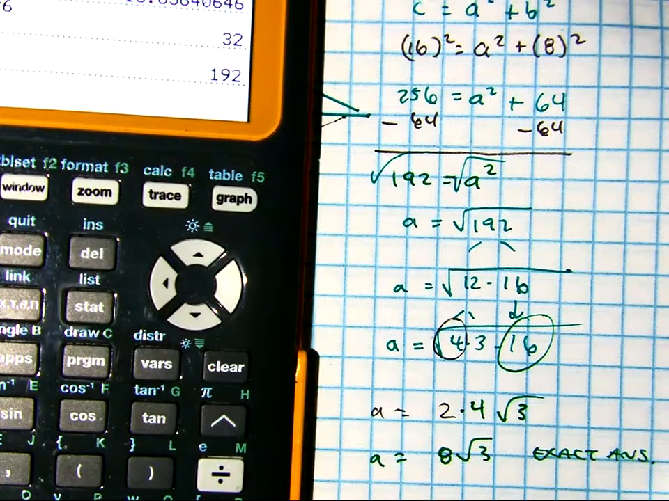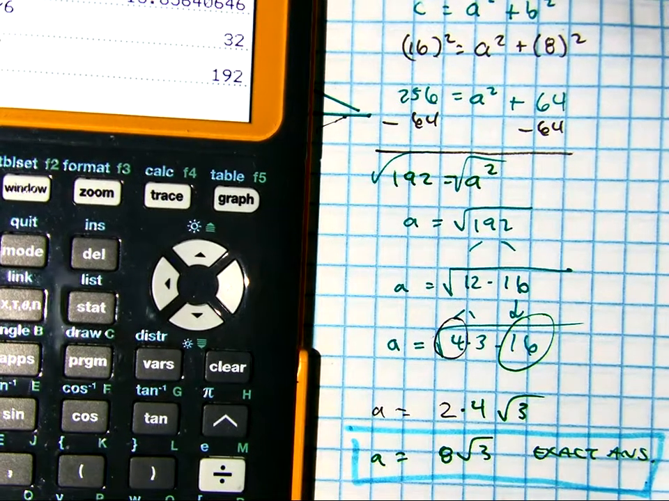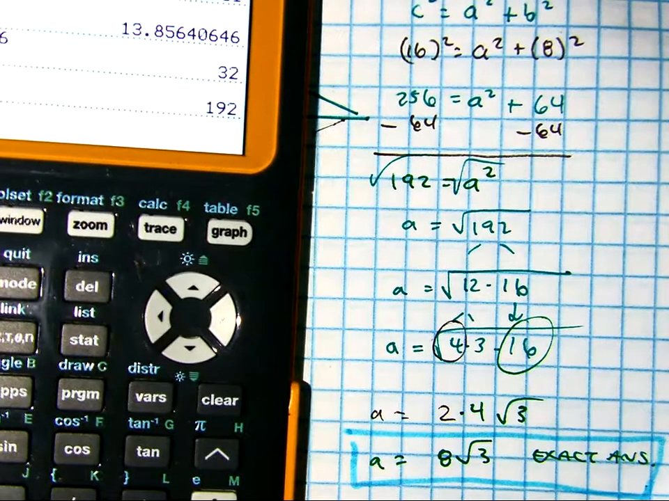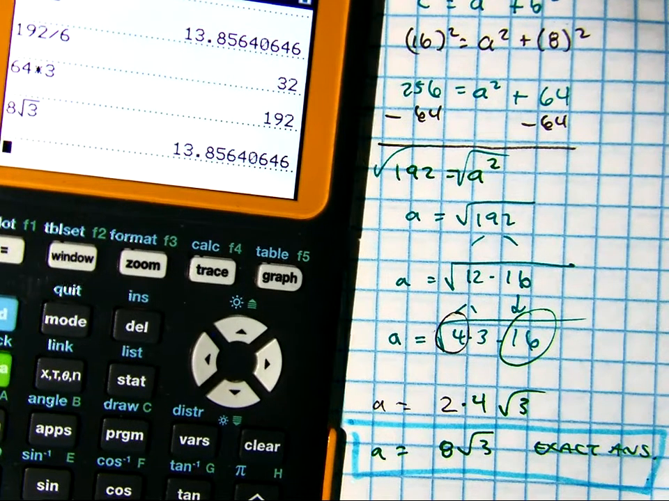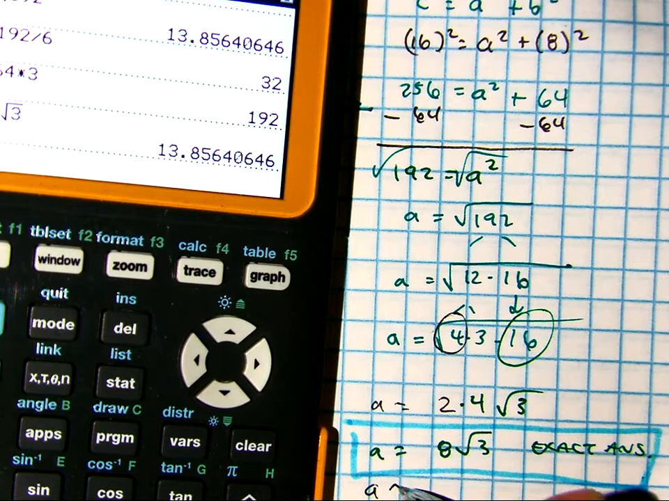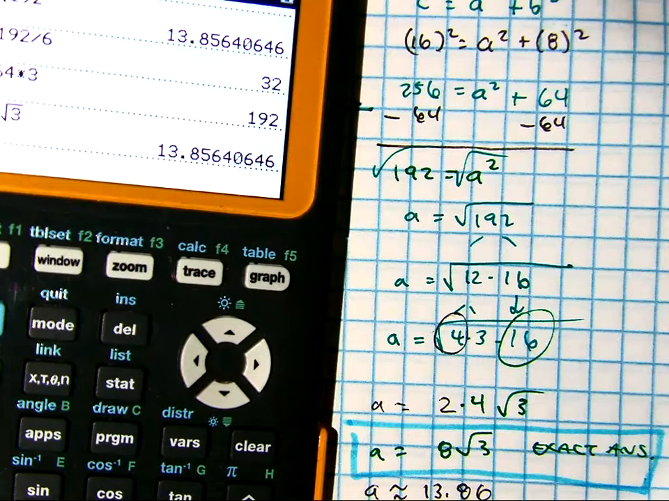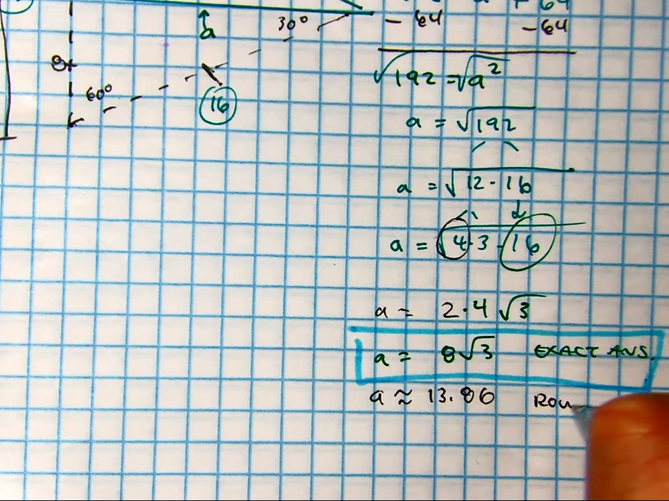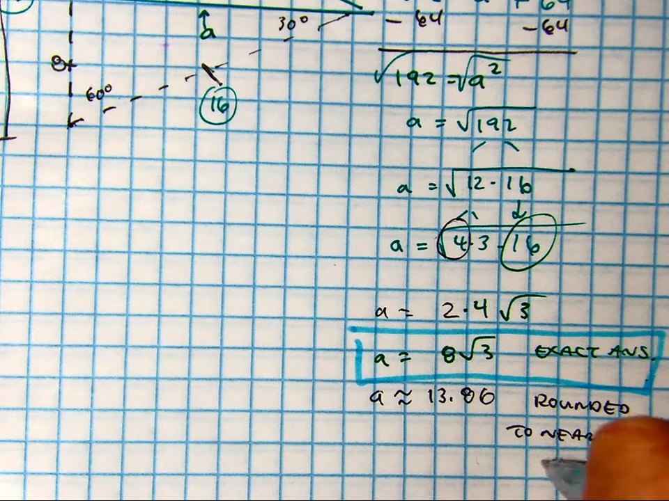And then you can put that into your calculator, and you'll get, rounded to the nearest hundredths, that is 13.86. So remember, that's the approximate symbol. And this is rounded to the nearest hundredth. And let's highlight that in color.